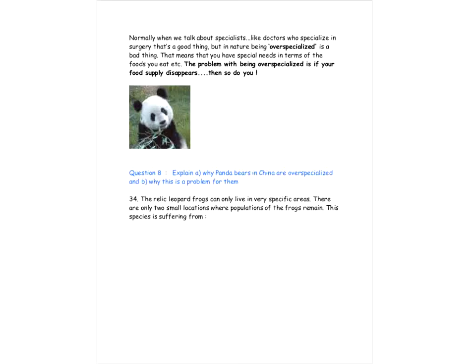So, with some kinds of creatures, like a panda bear, for instance, they're over-specialized. The needs that they have in their environment are so special that if their food supply disappears, then they're in trouble. So can you guys remember from the lessons what it was specifically for panda bears in China? Why are they over-specialized? What is it about them that makes them over-specialized? And why is this a problem for them? Do you guys remember? You might even be able to figure it out from the picture there.